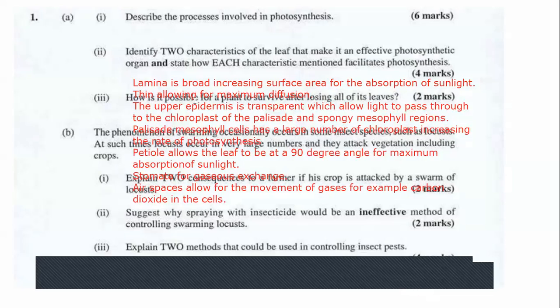The next one says, how is it possible for a plant to survive after losing all of its leaves? It can possibly survive through its roots, I think. Why? What's happening with its roots? What's so special about the roots? I think the roots and the stem store all the nutrients.